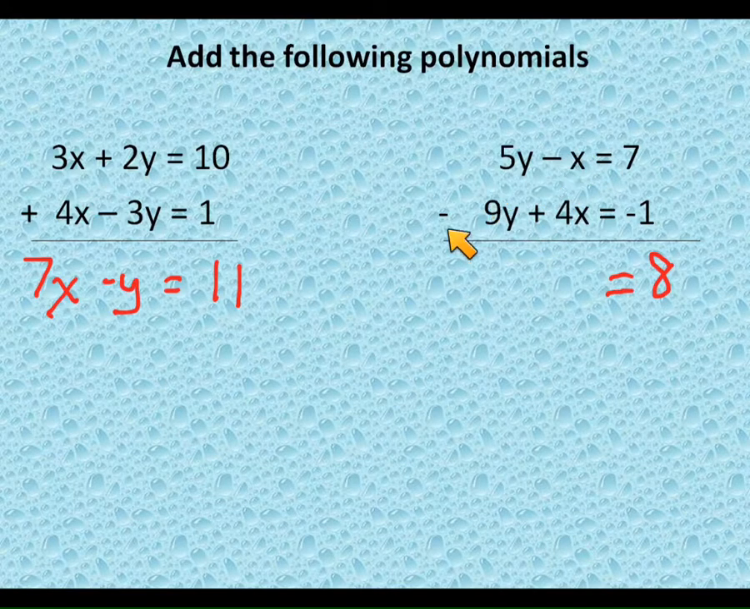Negative 1x minus 4x. Negative 1 minus 4. So if I'm in debt 1 and then I take away 4 more, I'm in debt 5x's, right? And then if I have 5 y's and I take away 9 y's, I'm now down 4 y's. So I added those two polynomials or those two systems together. Right? And well, in this case I added, this case I subtracted.